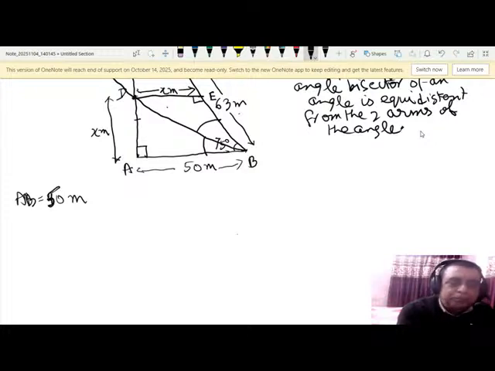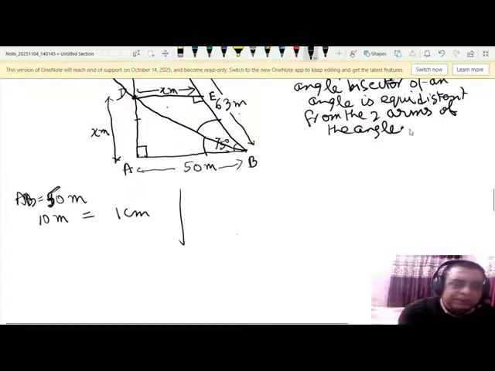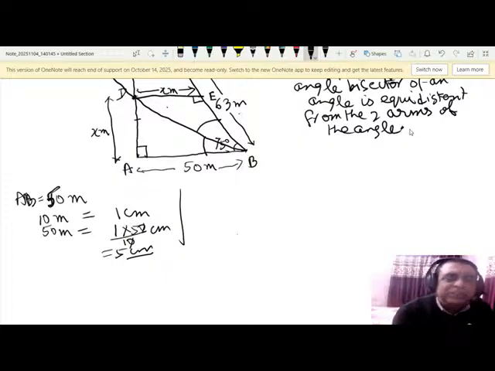So on the paper, what length will that be? We are told that 10 meters on the ground represents 1 centimeter on the paper. So by the unitary method, 50 meters will be 1 times 50 divided by 10, which comes to 5 centimeters. So on the paper, we will draw a length of 5 centimeters, which represents 50 meters.